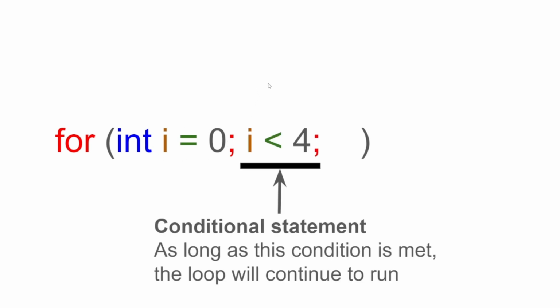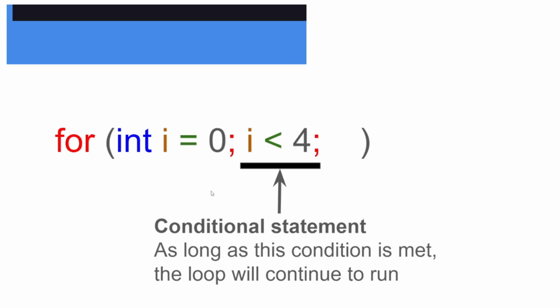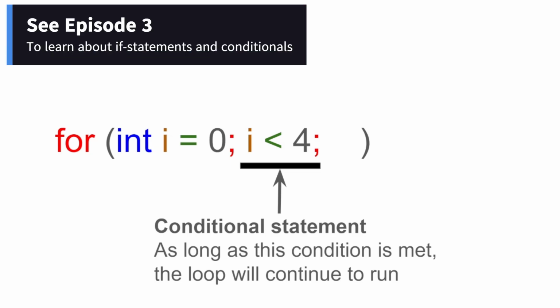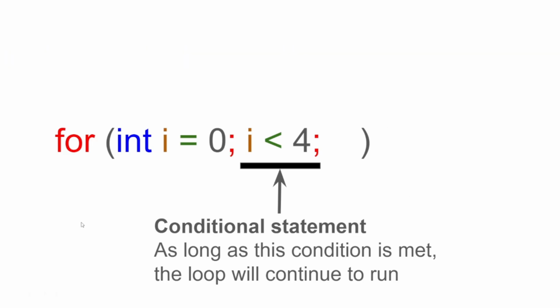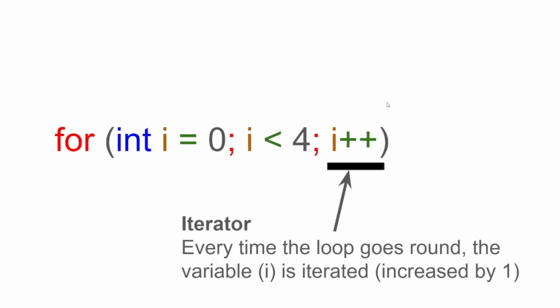And then we have a conditional statement, so a condition, which is what we were looking at last time with if statements. And as long as this condition is met, the loop will continue to run and go round and round. And then finally we get to our iterator, because every time the loop goes around the variable, so i, is iterated, and in this case increased by 1, but of course we could use another statement, so like i += 2 or something, or i--, that still works.